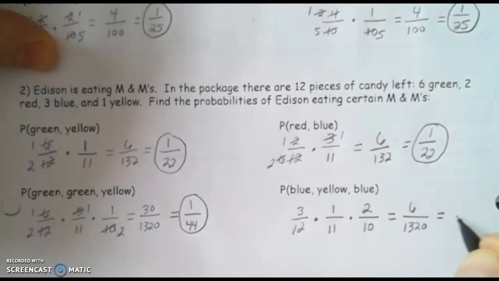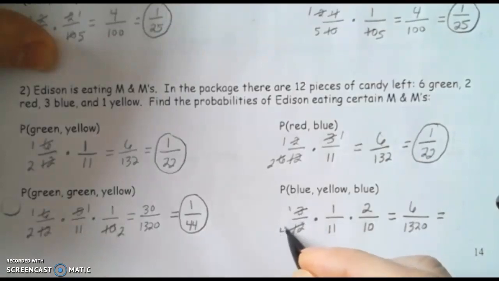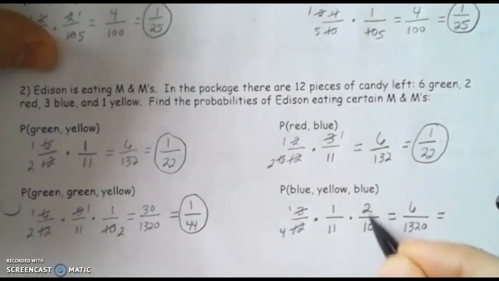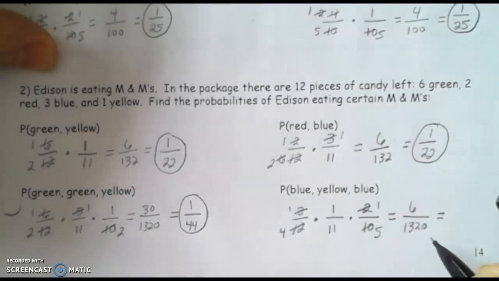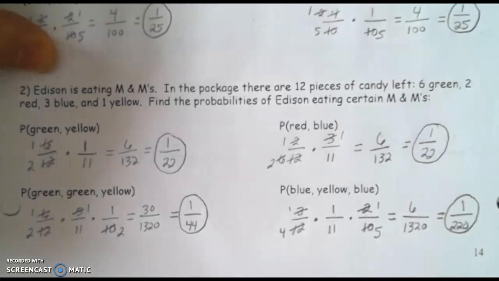And let's see if we can simplify here. Okay, 3 and 12 have a common factor of 3. That's 1/4. 2 and 10 have a common factor of 2. That's 1/5. Okay, so for my numerator, 1 times 1 times 1 is 1. 4 times 5 is 20. 20 times 11 is 220. So there's your probability in simplest form.